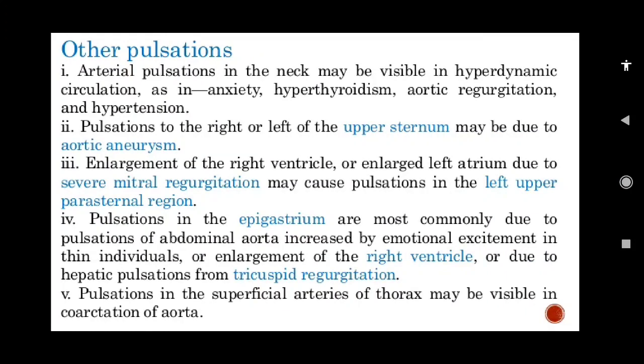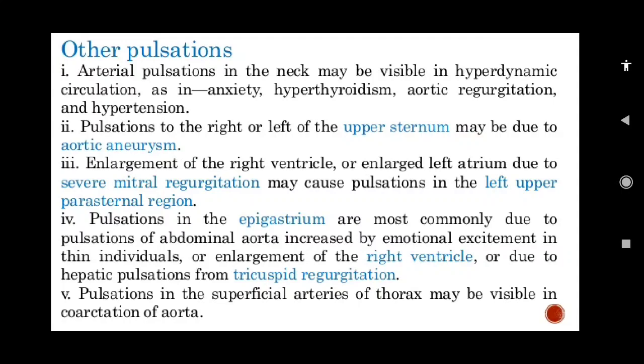Any other pulsations like arterial pulsations in the neck may be visible in hyperdynamic circulation like in anxiety, hyperthyroidism and aortic regurgitation and hypertension. And pulsations to the right or left of the upper sternum may be due to aortic aneurysm, and enlargement of right ventricle or enlarged left atrium due to severe mitral regurgitation may cause pulsations in the left upper parasternal region. And pulsations in the epigastrium are most commonly due to pulsations of abdominal aorta increased by emotional excitement in thin individuals and or enlargement of right ventricle, etc.